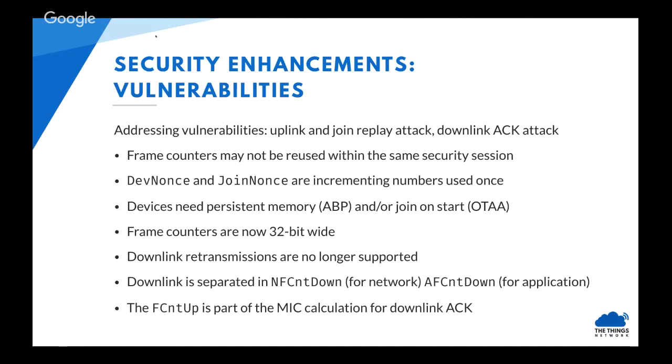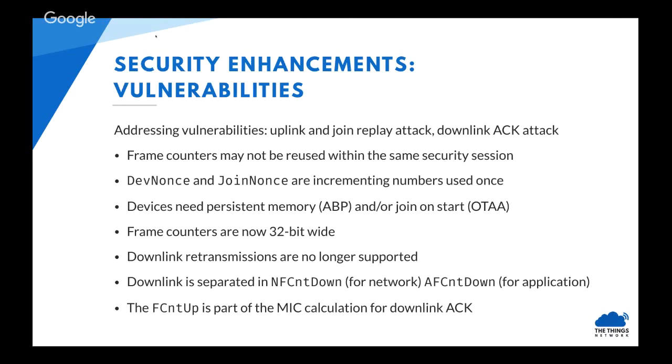And finally, which is very important to mitigate for the downlink ACK attack, is that the uplink counter is now part of the message integrity code calculation for the downlink acknowledgement. And this means that in LoRaWAN 1.0, for example, you could acknowledge any uplink message regardless of which that was. And taking now the frame counter of the uplink message into account, the device knows which uplink frame is actually being acknowledged. And in 1.0, this had some very nasty side effects, and actually could break the end device.